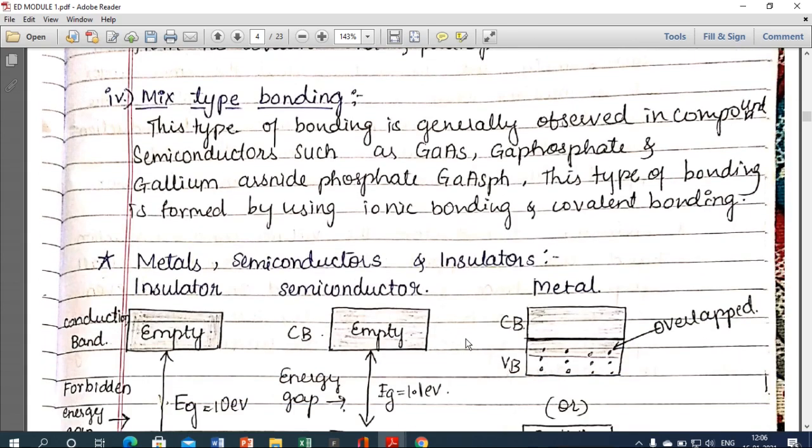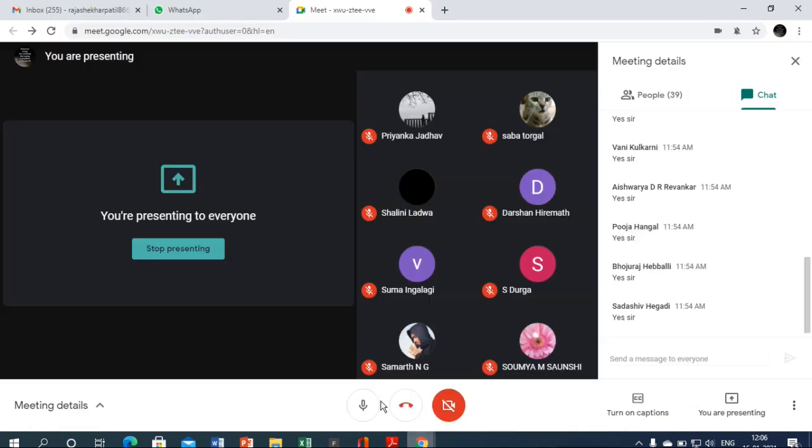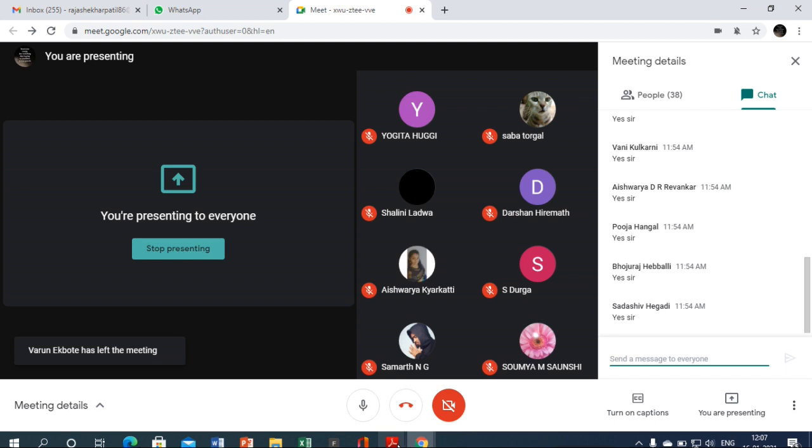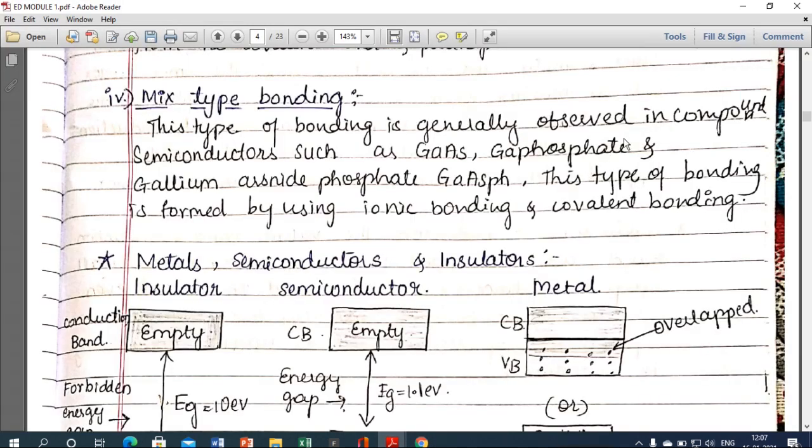Now the last type of bonding here is mixed type bonding. This is used when different atoms are mixed. For example, compounds like gallium arsenide. Gallium is a semiconductor, arsenide is also a semiconductor. If I combine them, we call them mixed, and we call this type of bonding mixed type bonding.